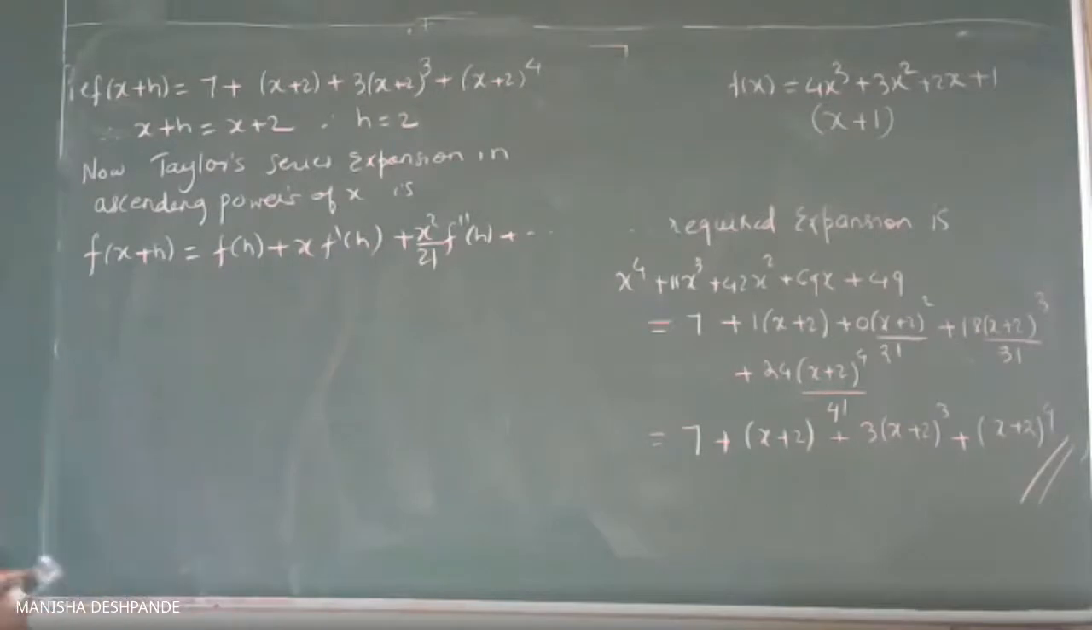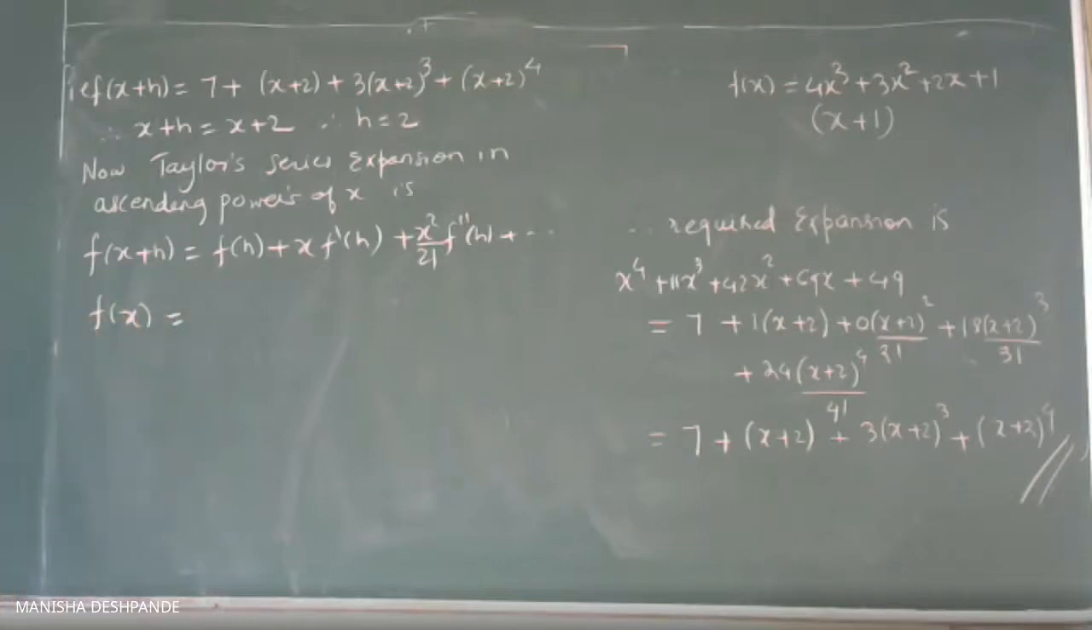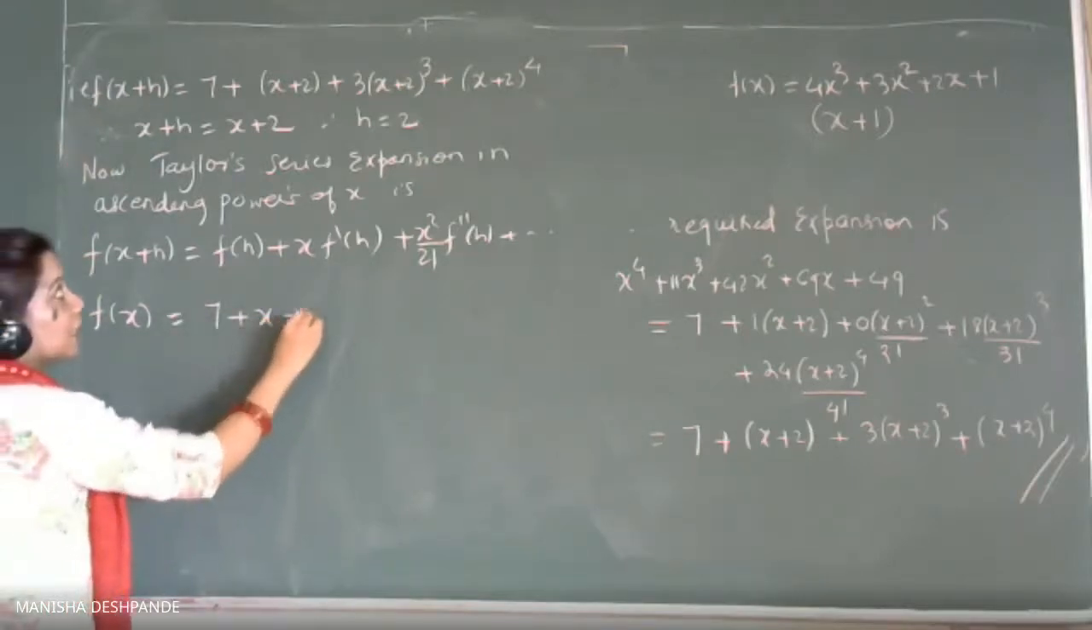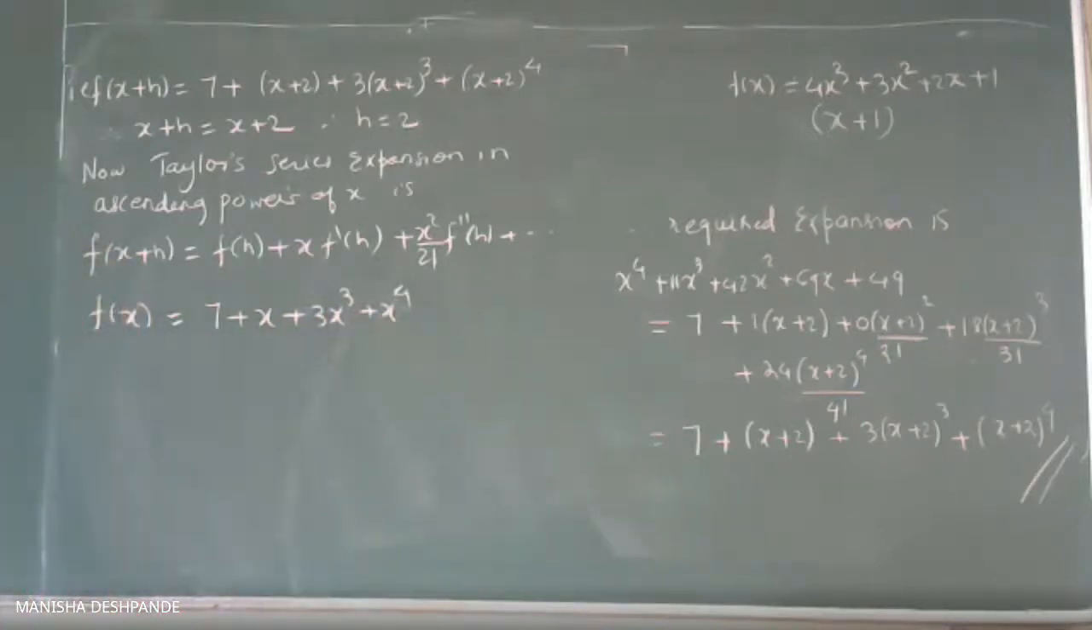You know what is h. So you have to find f of x. Again, students make a mistake here also. What will be f of x? This is f of x plus h. So what will be f of x? Remove h. So it is 7 plus x plus 3x cube plus x raised to 4. Just remove h.